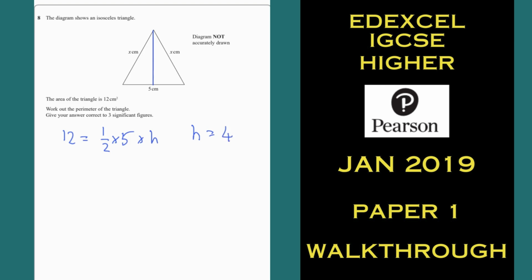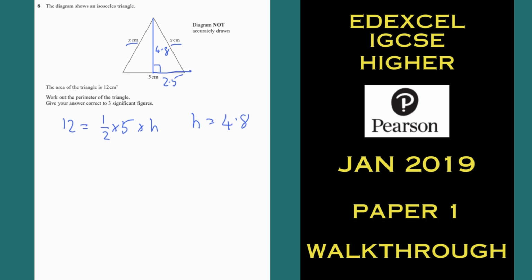Height equals 4.8. That goes on there. Now it says work out the perimeter. So in other words, we need to find x, double it, and add 5. So how do we find x? Well, using that 4.8, halving the 5 to get 2.5, you'll notice that x is on the hypotenuse of a right-angled triangle. So off we go.